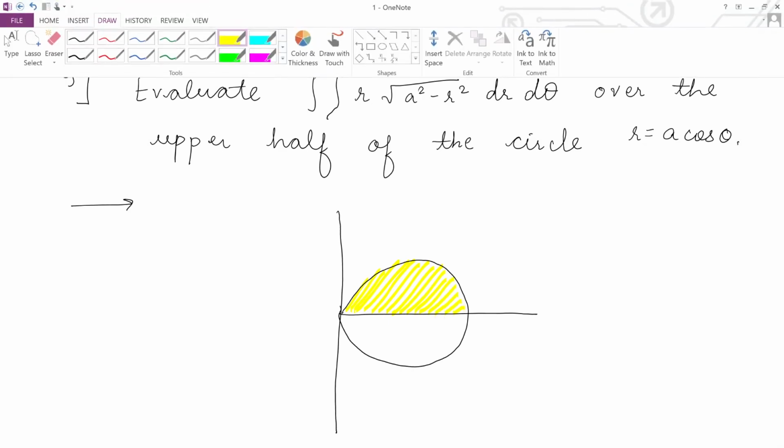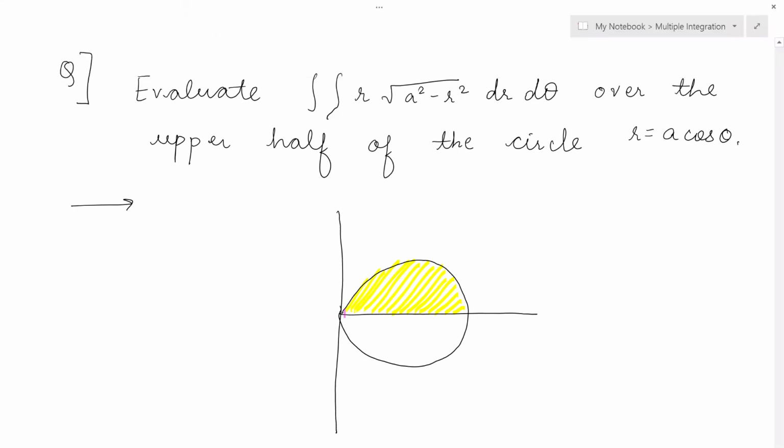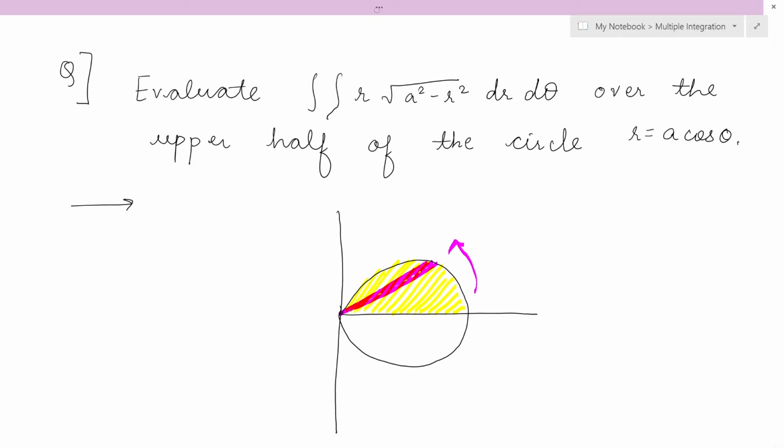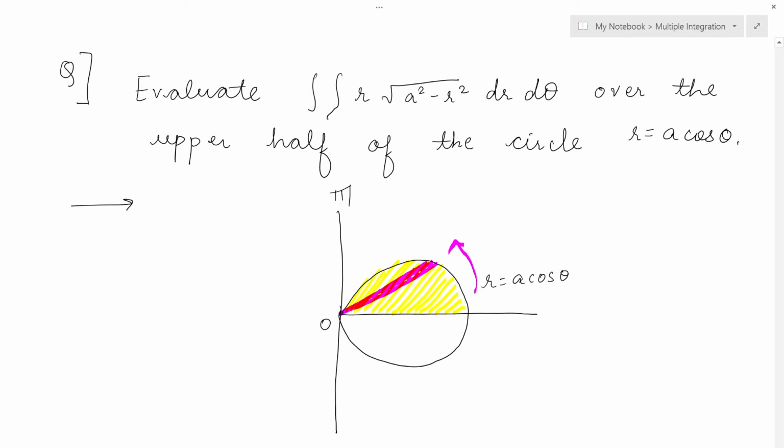Consider the radial strip. Radial strip, again you know what a radial strip is, right? The radial strip will travel from here in the anti-clockwise direction. Now you know this curve is r is equal to a cos theta. This will be 0, and this angle, you know, is pi by 2. So now theta is 0 from here.